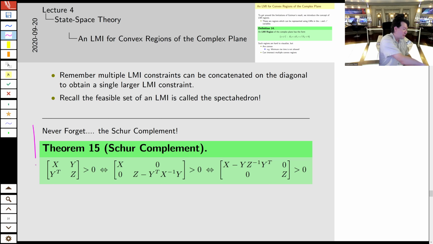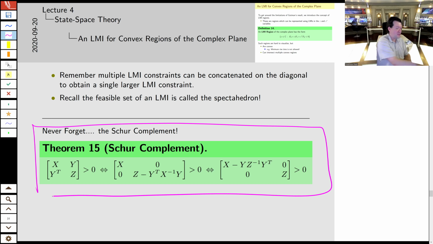Fortunately, however, remember, I mentioned in the previous lecture about the Schur complement as our go-to method for converting what seem to be non-linear inequalities to linear inequalities. And so what we'll find is that the Schur complement allows us to do that for the performance metrics that we mentioned.